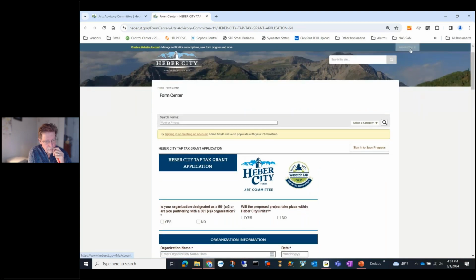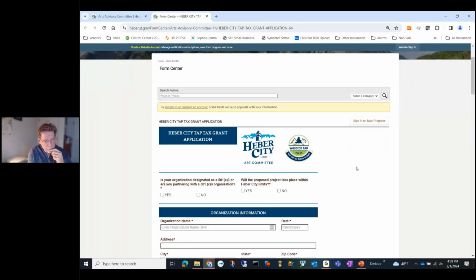You would sign in up at the top of the website where it says website sign in. Once you've created your account, you would come back and sign in, and it would take you back to where you left off with your application. And we'll close this application at close of business, which is 6 p.m. on Monday, March 11th. So yeah, that said, I think we can move on.